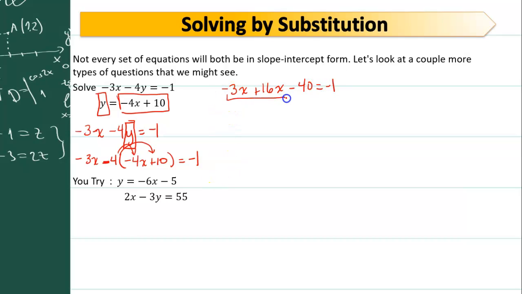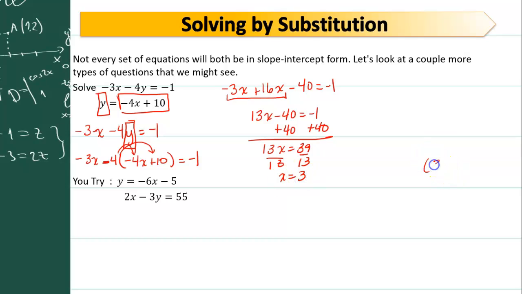These are like terms on the same side, so I combine them. Negative 3x plus 16x is 13x, minus 40 equals negative 1. I add 40 to each side to get the constants on the same side, so we get 13x equals 39. Divide both sides by 13, and so x equals 3.